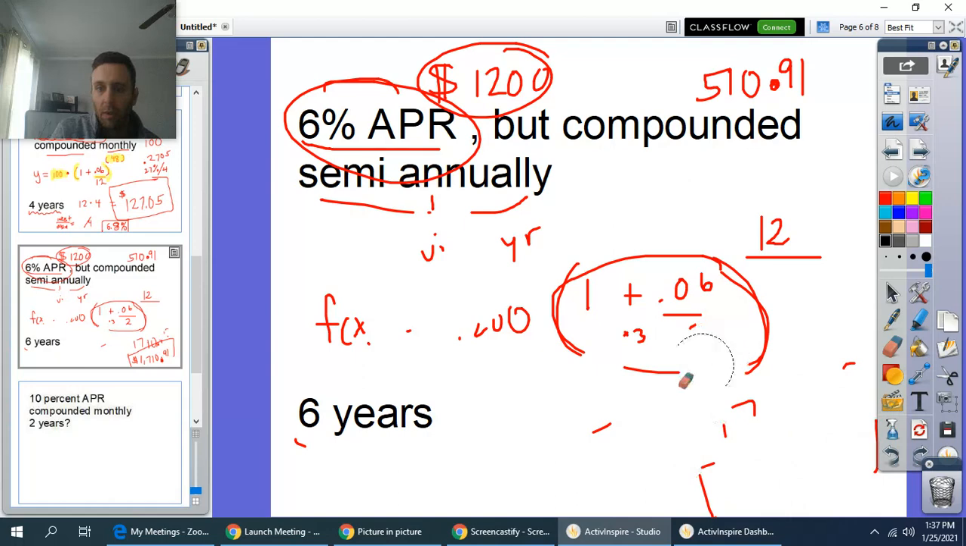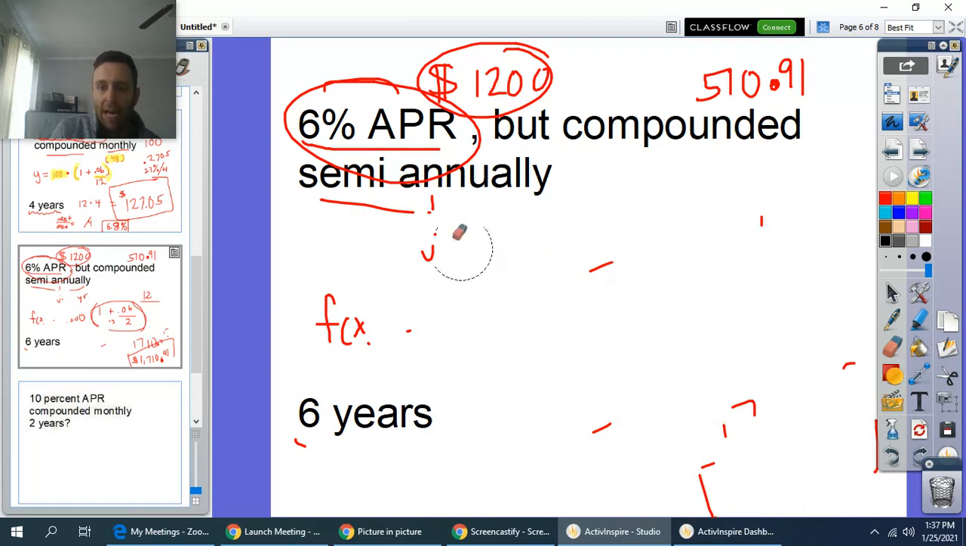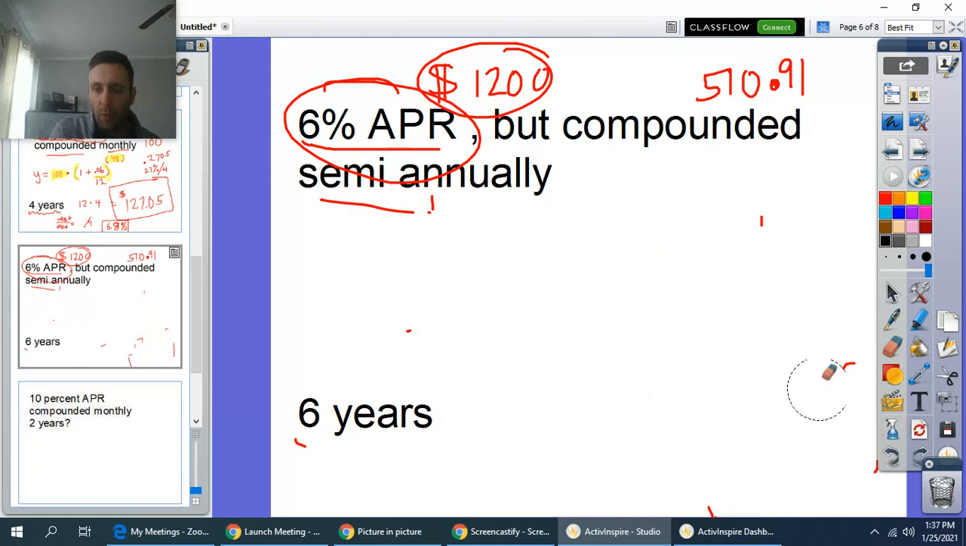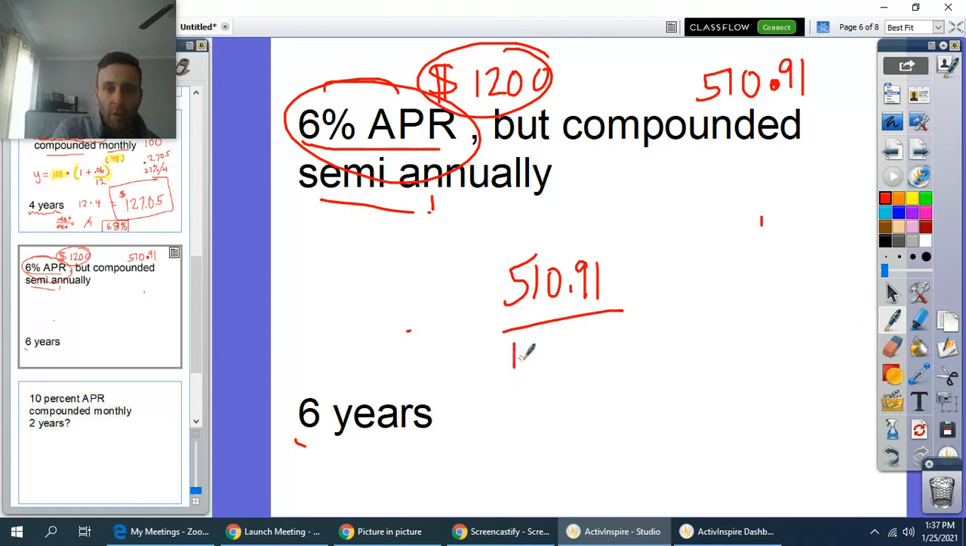Okay, so if I wanted to know the actual percentage rate that we were using, because even though the bank said it was 6% APR, it really wasn't. We were making more than 6% because we're compounding it more than once a year. So I take the $510.91 and divide it by what we started with, 1200, to find out what percent of the original was my interest.